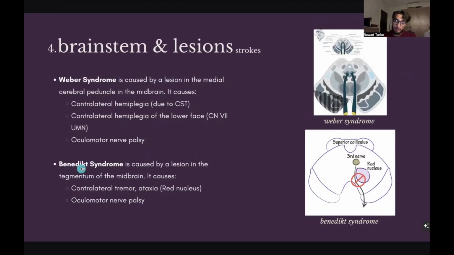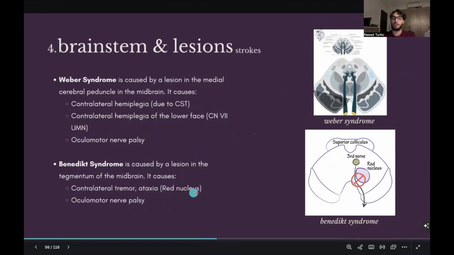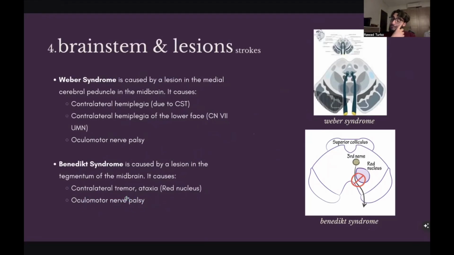Whereas Benedikt syndrome is caused by a lesion in the tegmentum of the midbrain. It causes contralateral tremor and ataxia because of the involvement of the red nucleus, and also an oculomotor nerve palsy. So you guys see the similarities here. Just know, if there's an oculomotor nerve palsy, then you know for sure you're at the level of the midbrain. Okay.